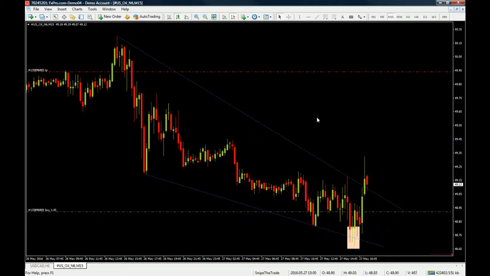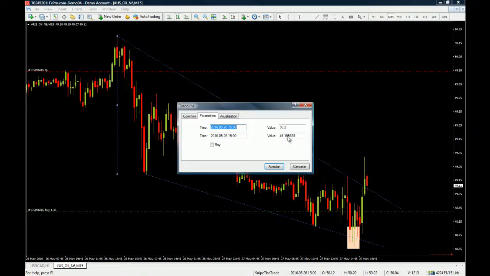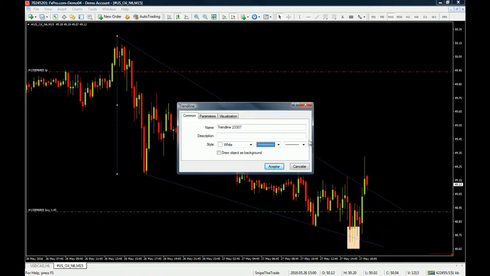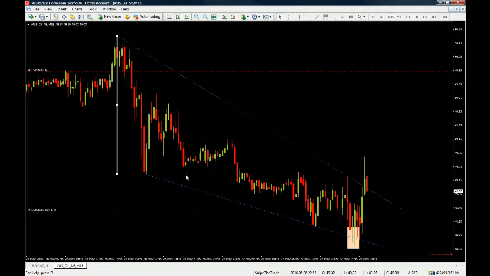Now, what is important here is how we are going to calculate the target. This calculation method is very simple, but it's highly accurate, and it works with wedges, it works with flags, and it works with triangles or any chart pattern out there. So what we're going to do is take the high of the wedge to the low of the wedge, which is right here. And I'm going to change the color so we can differentiate between the actual wedge and the calculated targets on the wedge.